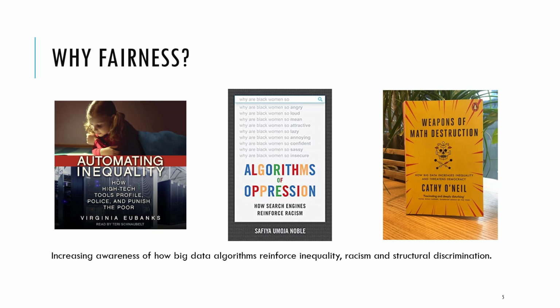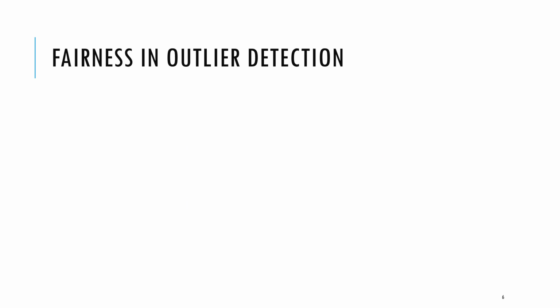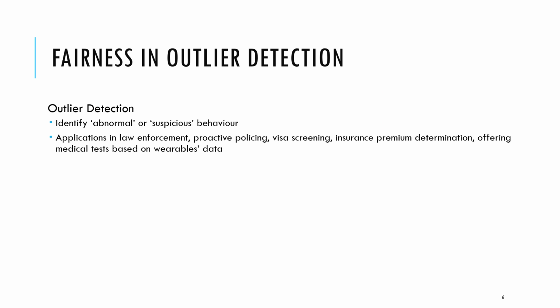So there is an increasing awareness of how big data algorithms need to be fair and need to be aligned with values in the society. Detecting suspicious activity, shifting burden of proof, and increasing scrutiny is among the most overt manifestations of big data decisions affecting humans. And whenever you're talking about making decisions that affect humans, then you would need to worry about fairness in any case. So let's look at fairness in outlier detection.